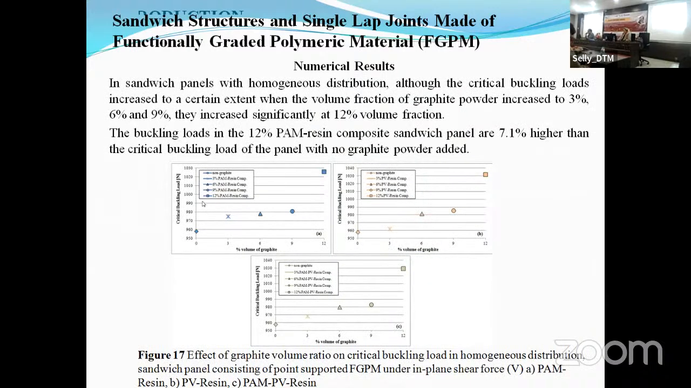And it's adding of the percentage. In the sandwich panel with the homogeneous distribution, the critical buckling load is increased by 13%. Yes, it's 13% according to the volume fraction. All volume fractions are 12%. Yeah, it's a good critical buckling load.